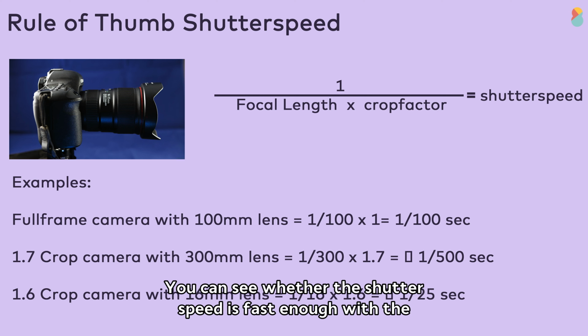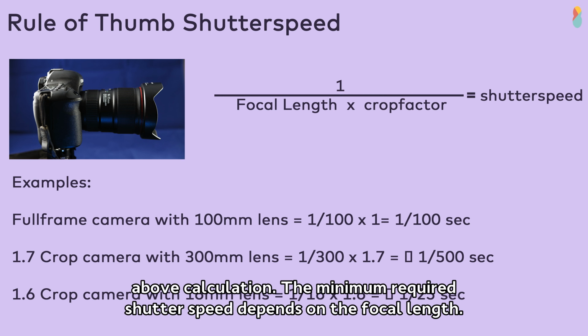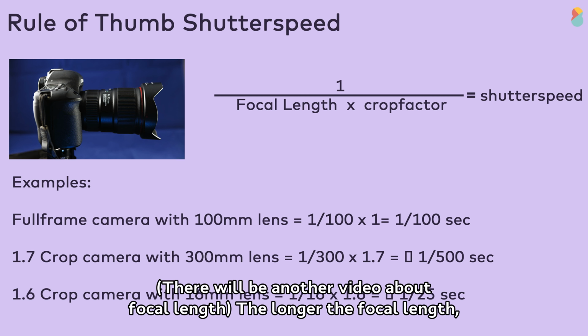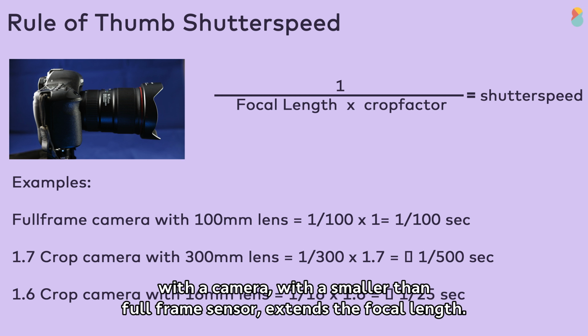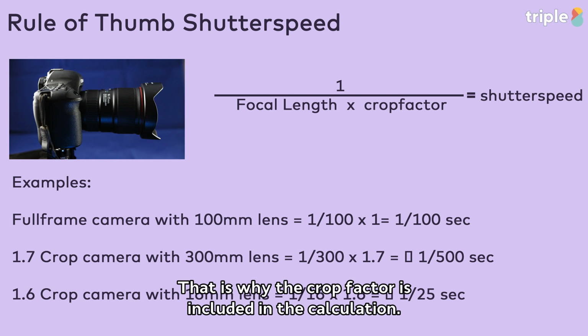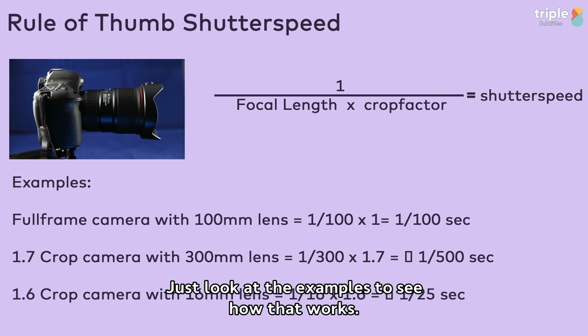You can see whether the shutter speed is fast enough with the above calculation. The minimum required shutter speed depends on the focal length. There will be another video about focal length. The longer the focal length, the faster the shutter speed needs to be, and vice versa. The crop factor with a camera with a smaller than full frame sensor extends the focal length. That is why the crop factor is included in the calculation. Just look at the examples to see how that works.